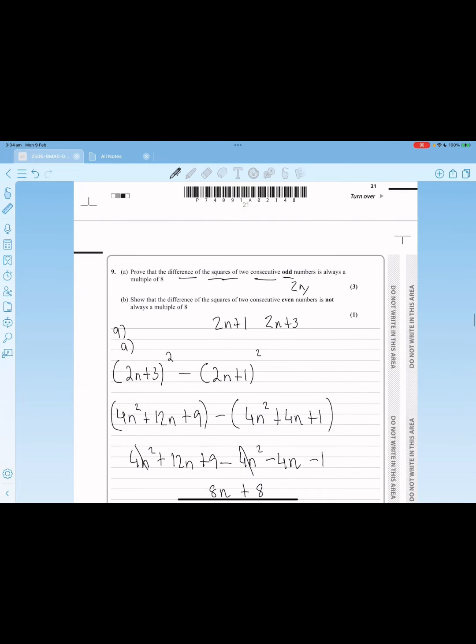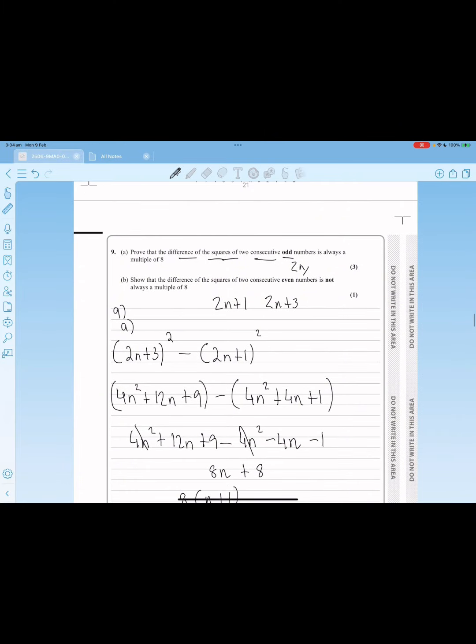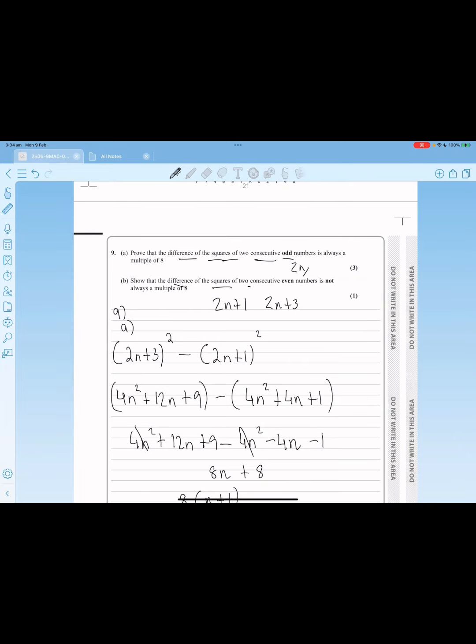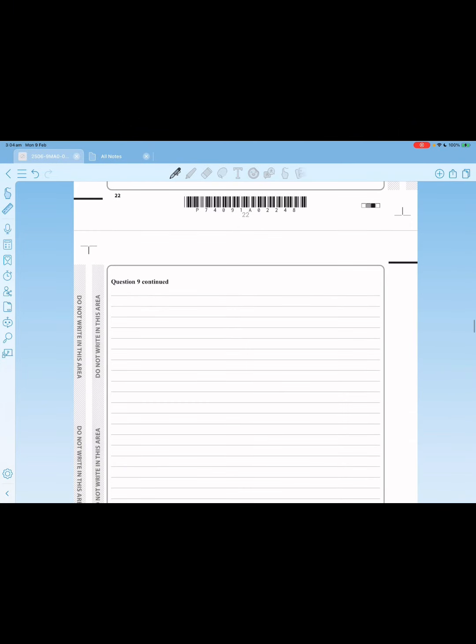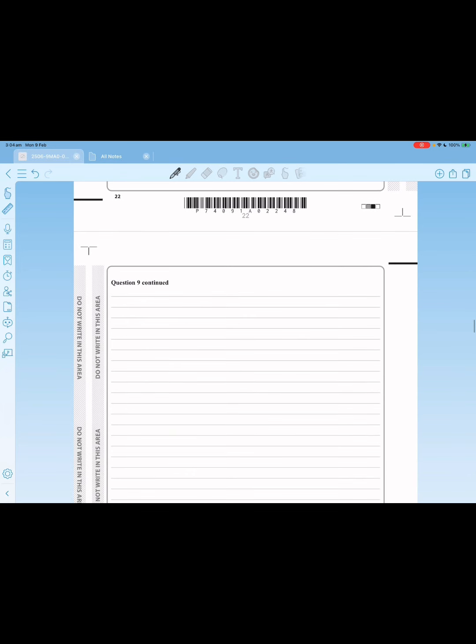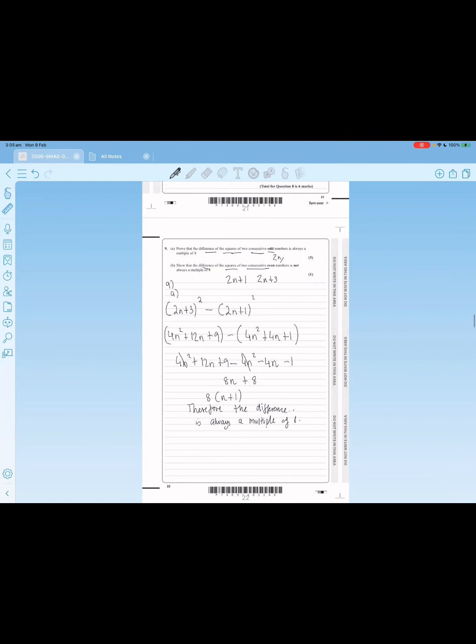There we go. Now, part B is essentially a counterexample. You just need any sort of counterexample, which shows that the difference of the squares of two consecutive even numbers is not always a multiple of 8. So I could say, what can I say? Two consecutive even numbers. I'm just trying to think of an example in my head. If I say 2 and 4, these are two consecutive even numbers. I could say 4 squared minus 2 squared is 16 minus 4, which is 12. 12 is not a multiple of 8. So any suitable counterexample would work here. And that's my answer for question number 9.